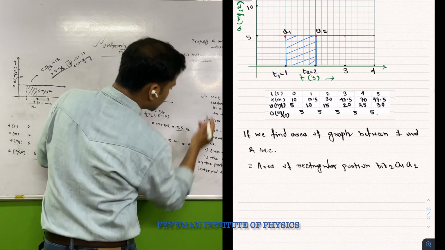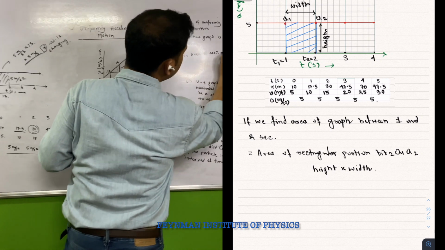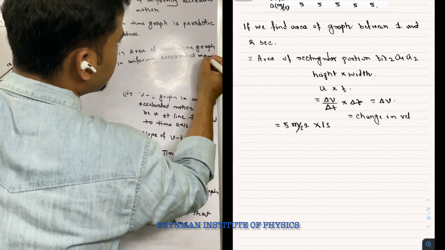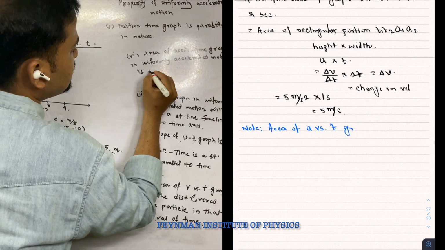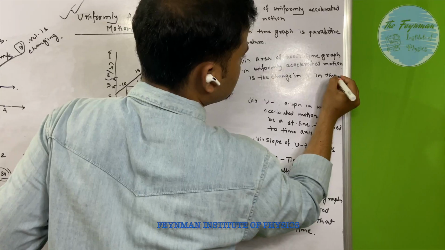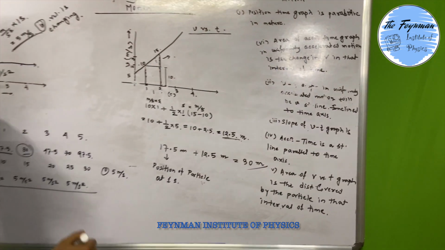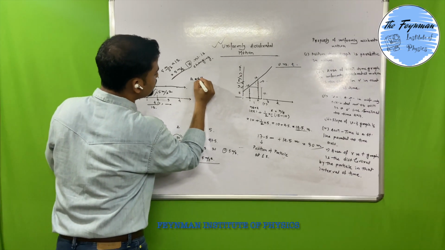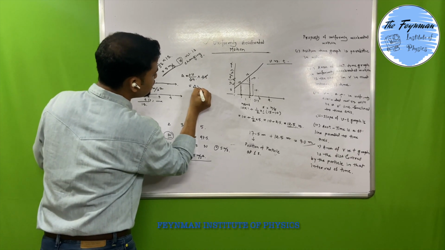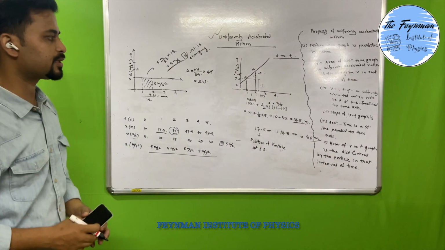So, writing our sixth point: the area of the acceleration time graph in uniformly accelerated motion is the change in velocity in that interval of time. We can check it, because acceleration is change in velocity divided by change in time. So if we multiply with change in time, you will definitely get the change in velocity. So by using this equation, you can characterize a uniformly accelerated motion.